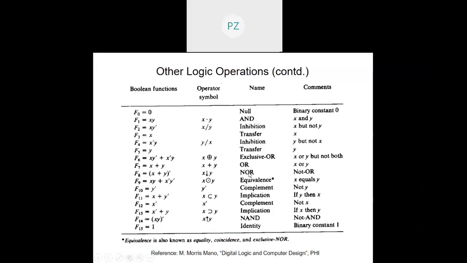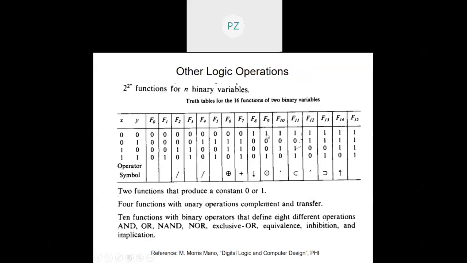Now NOR is essentially not of OR. We'll see the symbol later. It is essentially an OR function followed by a NOT, or an inverter. That is why you see x plus y whole dash. Now this is the equivalence function, x equals y, which is the complement of this. Let us go back to F9. F9 is the complement of F6, you see, 0 1 1 0. So this is the complement.